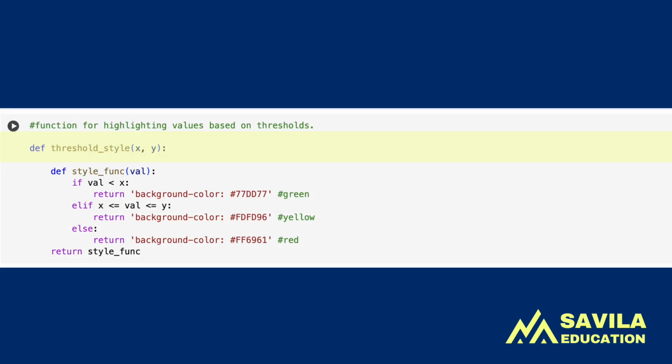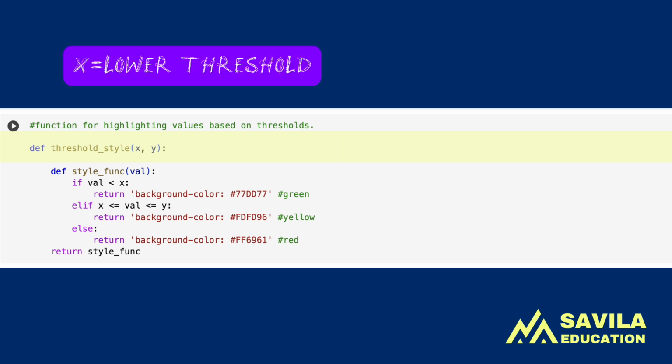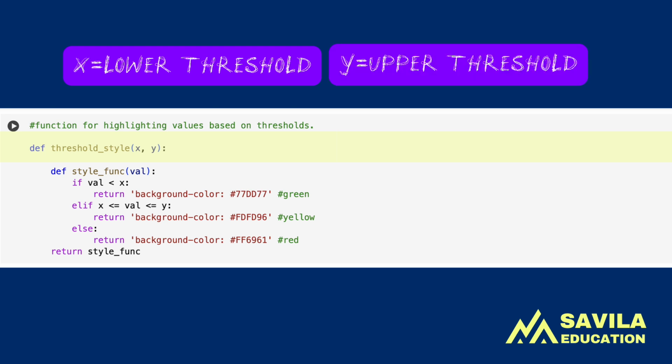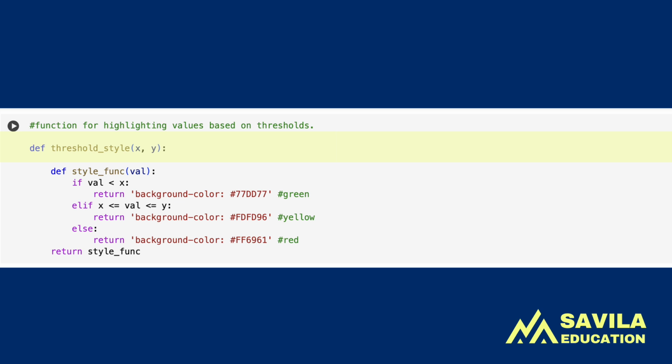This function takes two arguments, using x as representing the lower bound and y representing the upper threshold value. So basically, these two thresholds determine the boundaries for our color coding system. Very simple. Inside of this function, we define the style function, which is going to take one argument representing an individual value of each cell in the table. And this is how it's going to work.